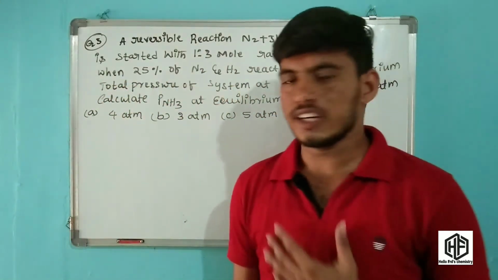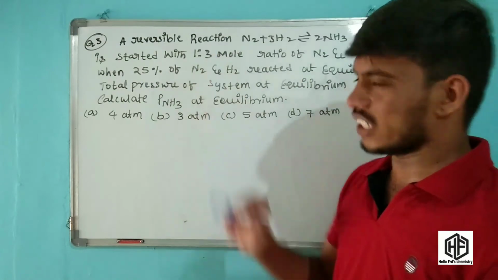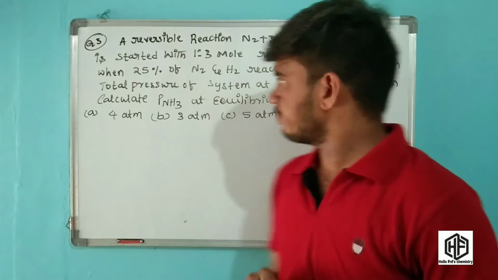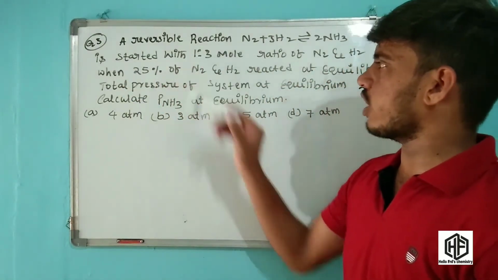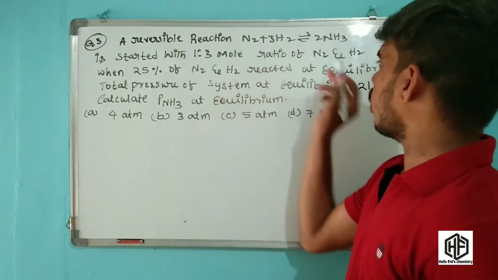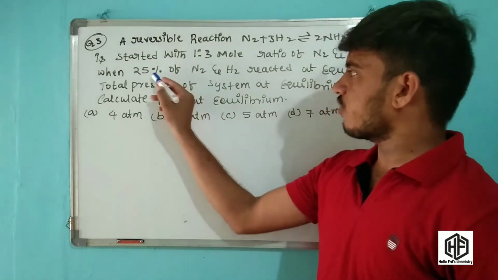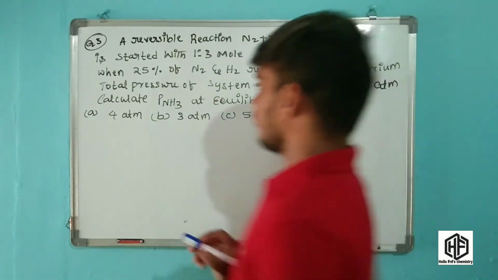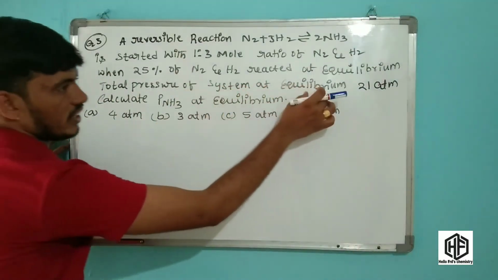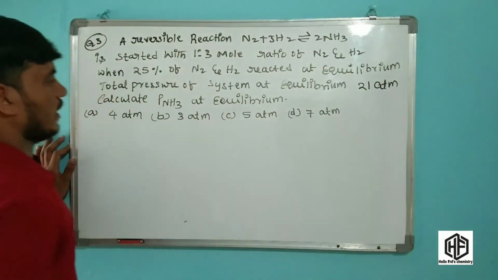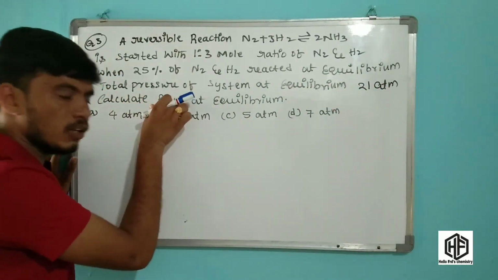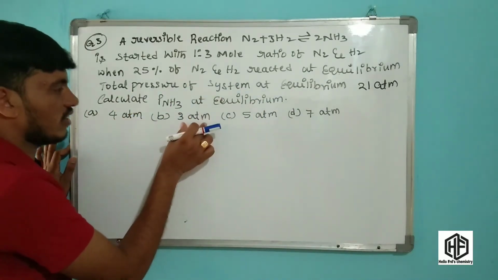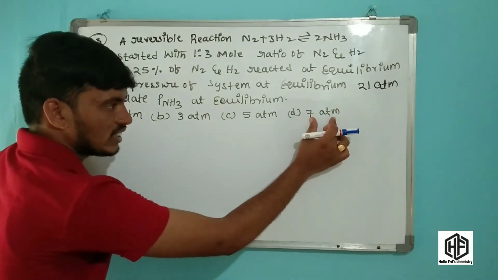Next, one more important question. A reversible reaction N2 plus 3H2 gives 2 moles of NH3. It started with a 1:3 mole ratio of N2 and H2. When 25% of N2 and H2 reacted at equilibrium, the total pressure of the system at equilibrium is 21 atm. Calculate the partial pressure of NH3 at equilibrium. The options are 4 atm, 3 atm, 5 atm and 7 atm.